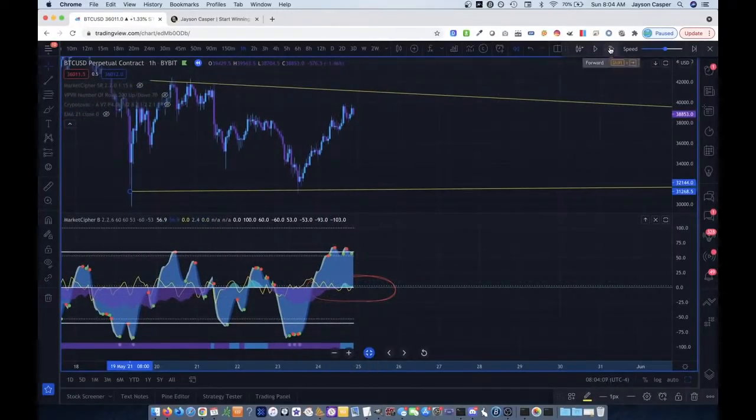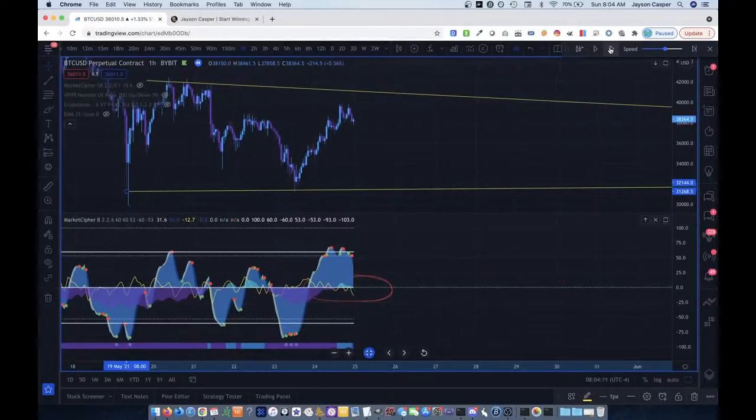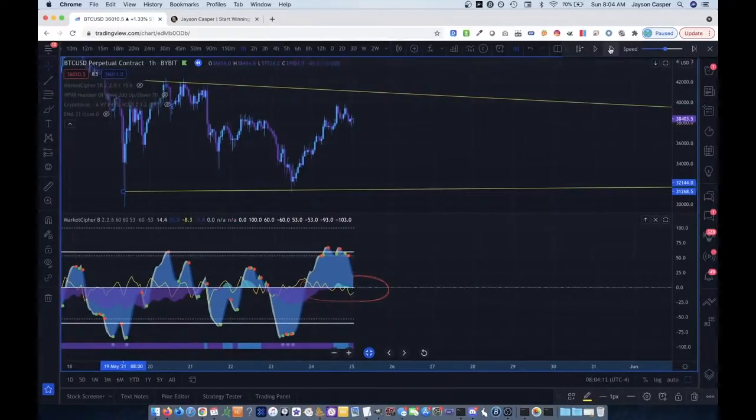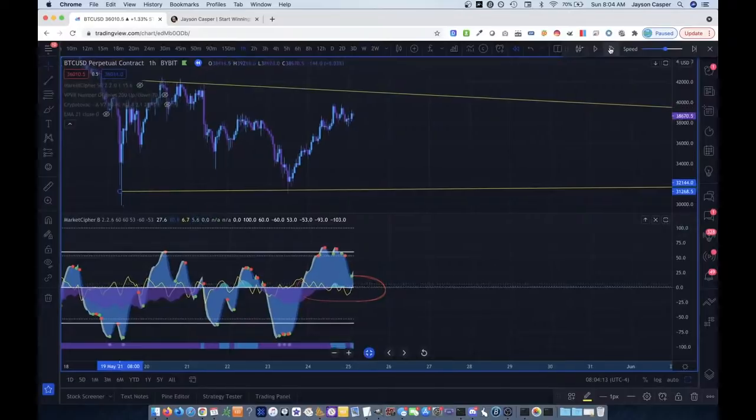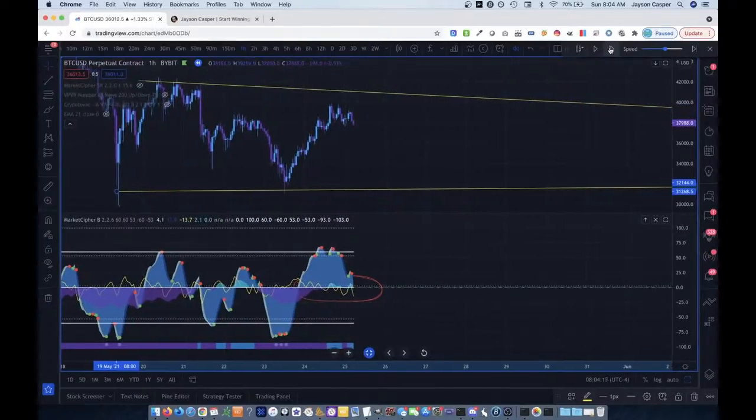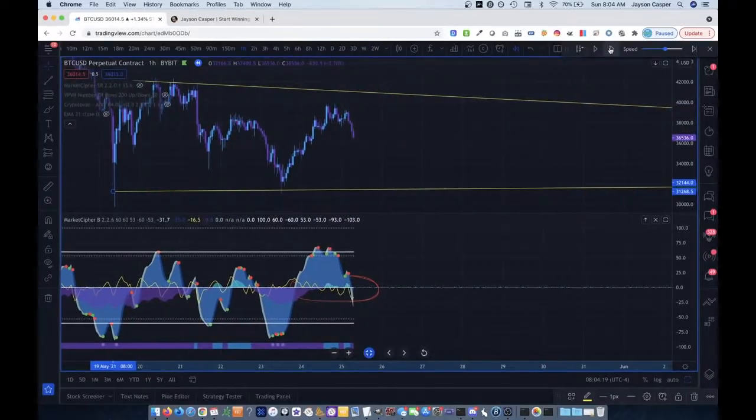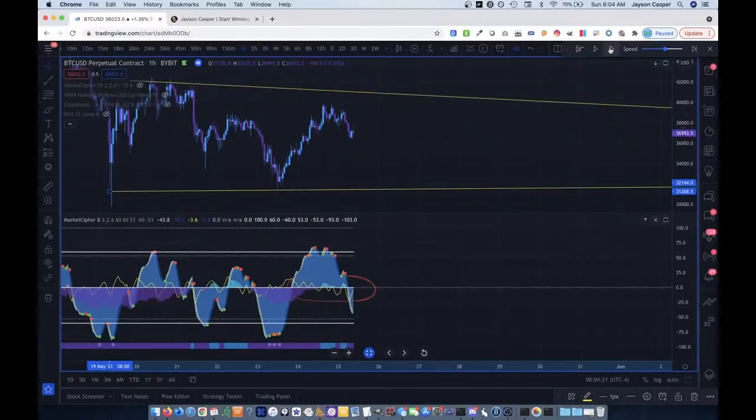And what we're actually going to do is wait until we see a green dot print below the zero line. That's important. We want to see it printing below that zero line. And when does that happen? Well, it's starting to happen right here. We can see this wave curving.